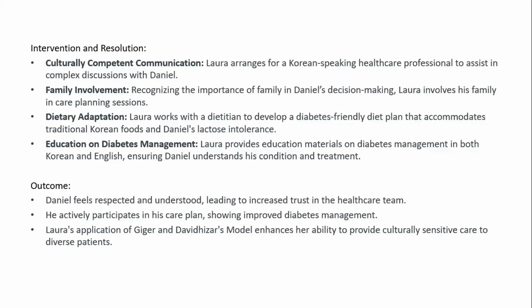The outcome, again, Daniel feels respected, he feels heard, he feels understood, and he's more trusting of the healthcare team. He has a better chance of actively participating in his care plan and improving his diabetes management. And Laura is benefiting as well because she's able to provide culturally sensitive care to Daniel, and she's learned a little bit more about managing that population as well.